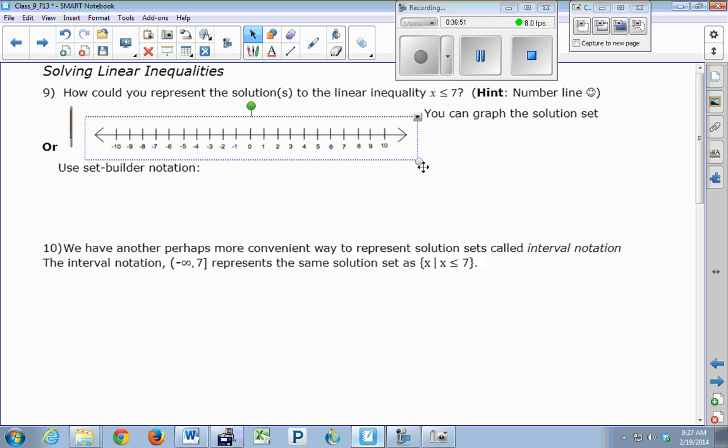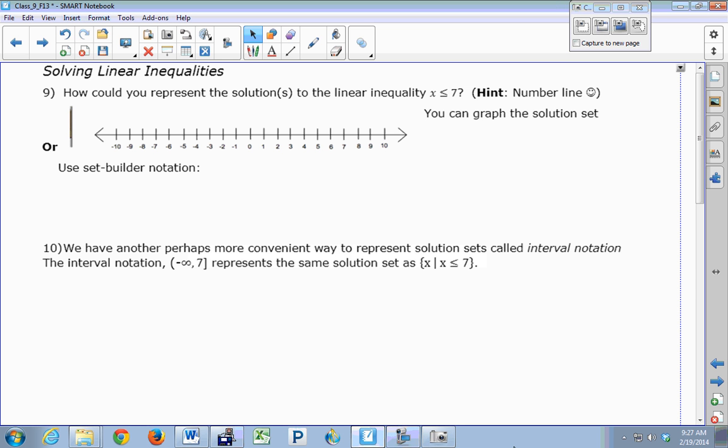So here we go. How would we represent the solution to this linear inequality? This is called a linear inequality. We're going to look at quadratics at some point, because x is to the first power. How would I write the solution set for this? X less than or equal to 7. That is a solution set. In other words, if I wrote it in set builder notation, it would look like this. But how would I represent that solution set on a real number line?